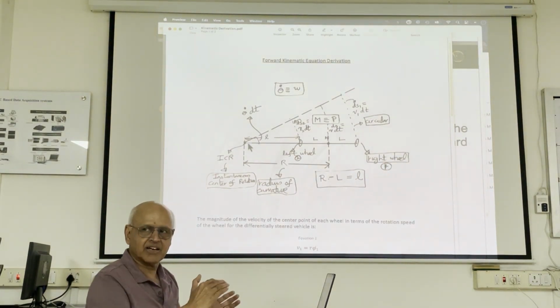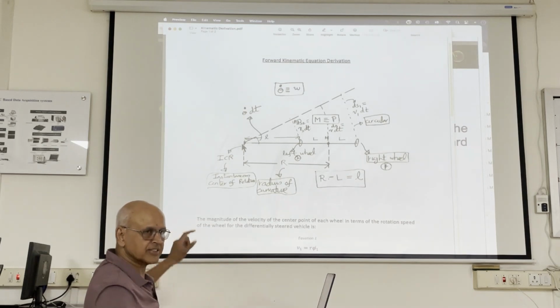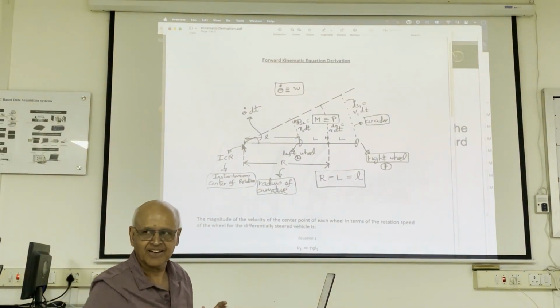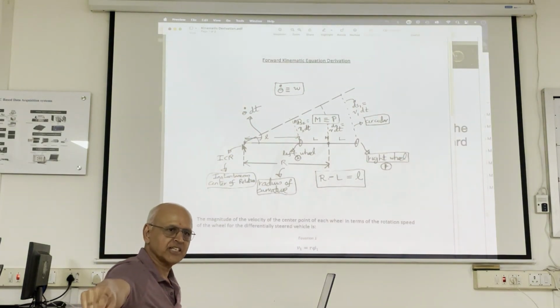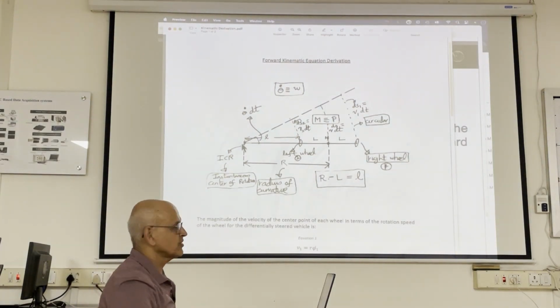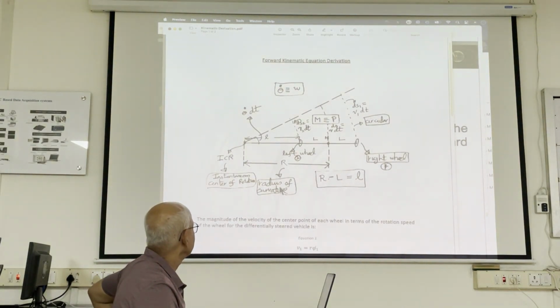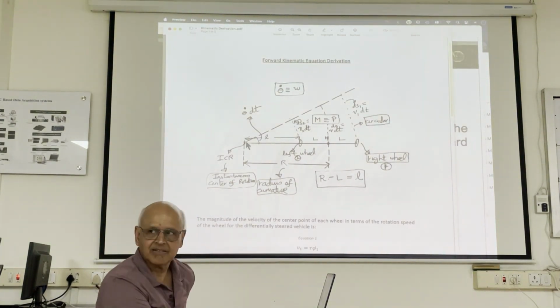So as you change the curvature, this ICR location goes in and out, and it may actually go on the other side, because when you turn this way, if your circle is this way, the instantaneous center of rotation is out here. So it's very dynamic. And this is the radius of curvature from here to the midpoint. See, this is R. So the left wheel is at a distance of R minus L from ICR. The right wheel is at a distance of R plus L from ICR.